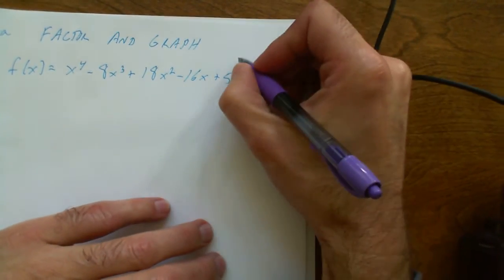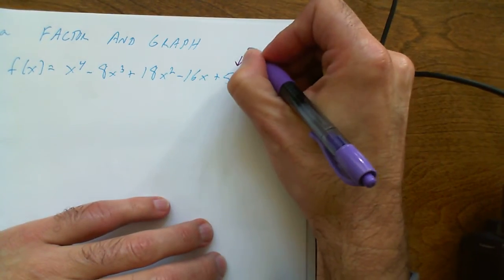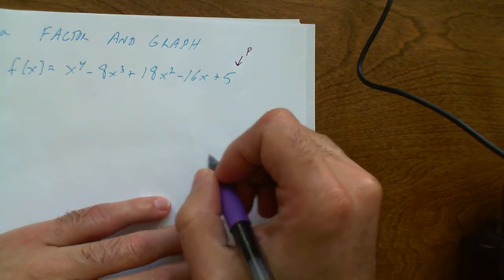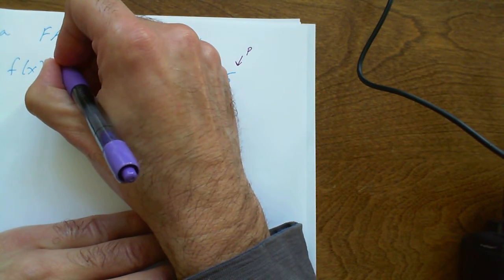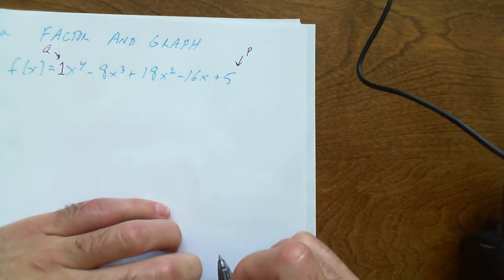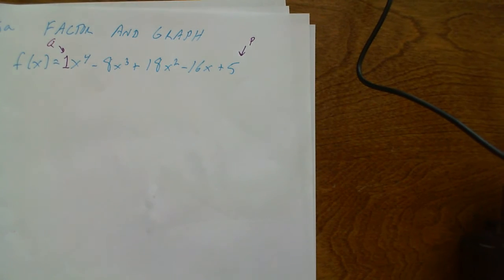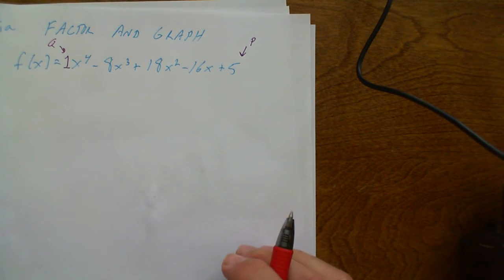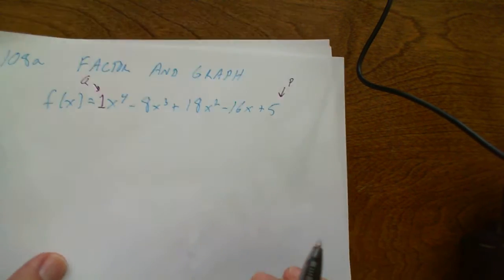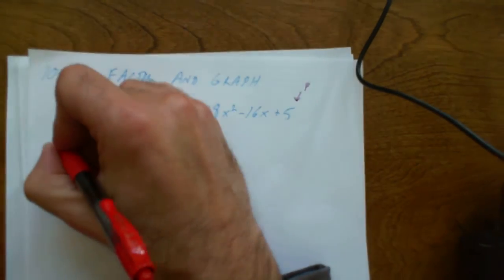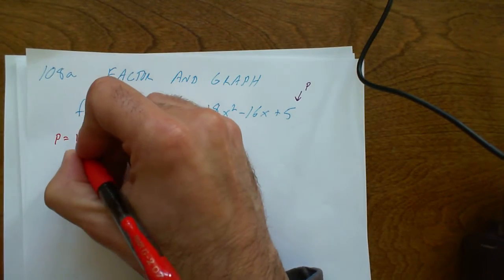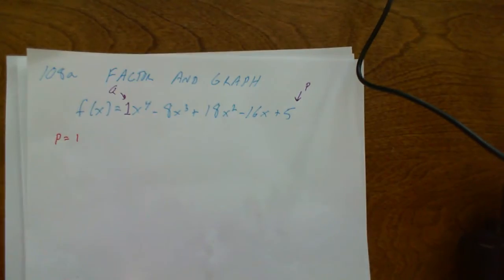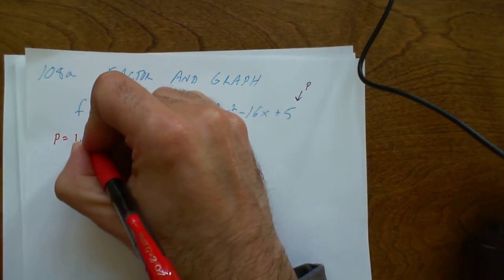What is my p? My p is my 5, right? What is my q? Well, it's the number in front of x to the 4th, so there's my q. So now let's do our factors of p. What goes into 5? Well, it's just 1, and 5.